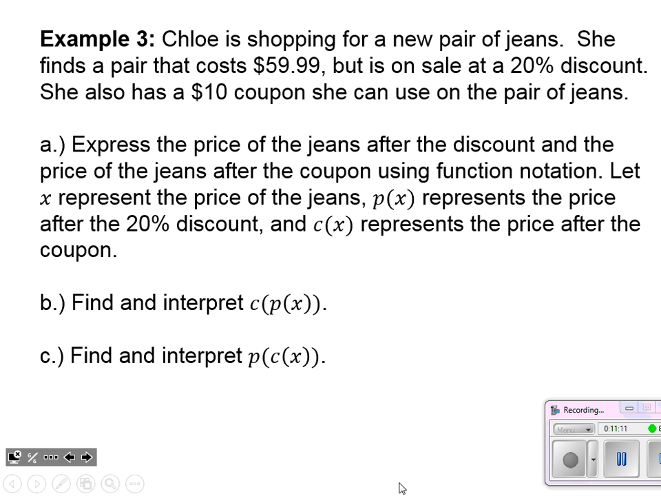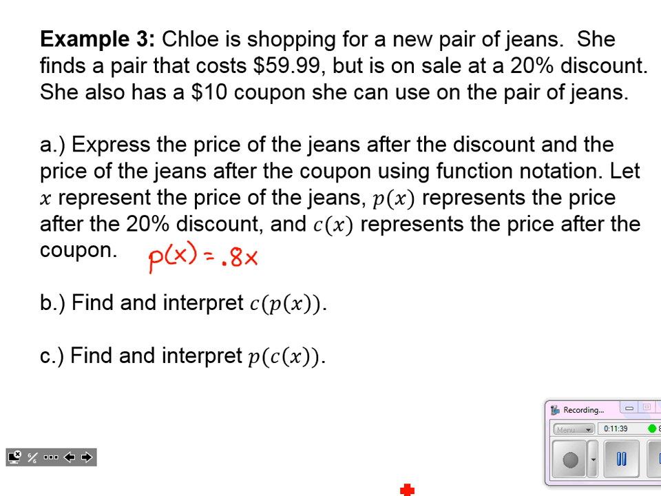Letter A says we're going to come up with two different functions, P of x, which is the price after the discount, and C of x, the price after the coupon has been dealt with. So let's define those two functions. P of x equals, and let's just think, if they are taking 20% off the price, that means I'm left with 80% of the price. So I'm going to call that 0.8x.